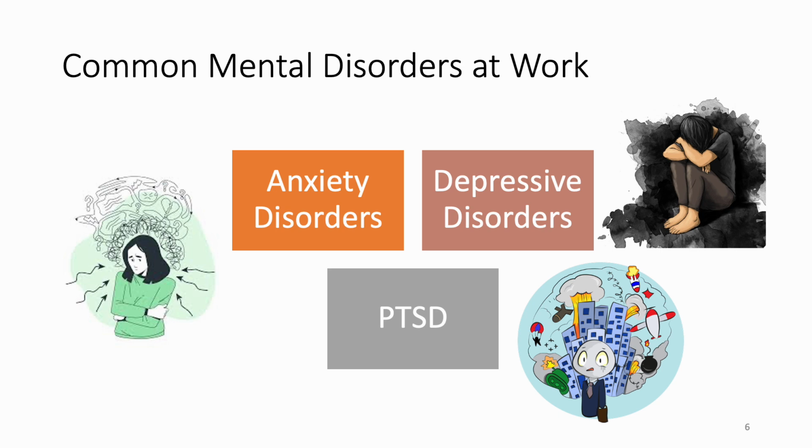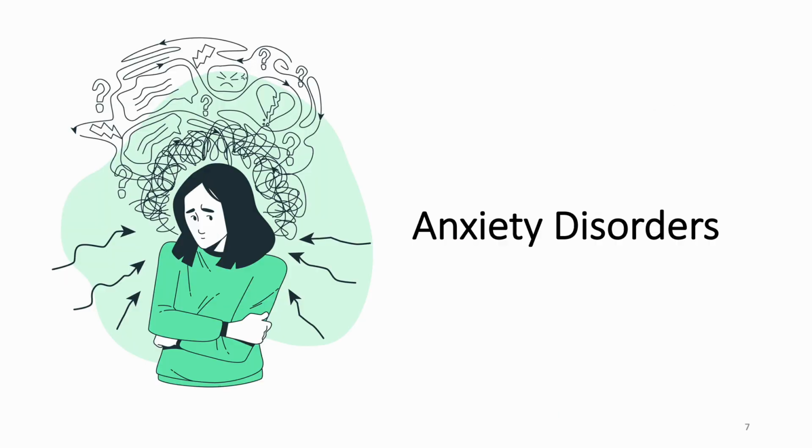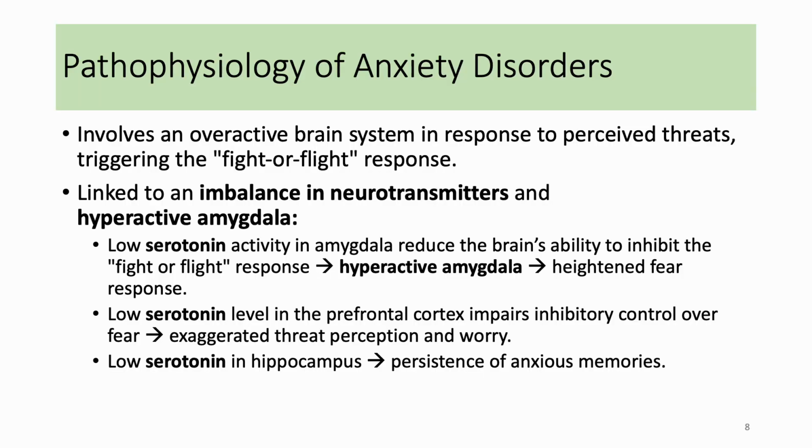Common mental disorders at work include anxiety disorder, depressive disorder, and post-traumatic stress disorder. Let us explore the first type of mental disorder common at work, anxiety disorders. Anxiety disorders are thought to arise from an overactive brain system in response to perceived threats, triggering the fight or flight response. It is linked to imbalance in neurotransmitter as well as hyperactive amygdala.